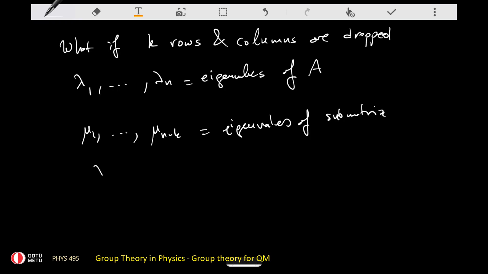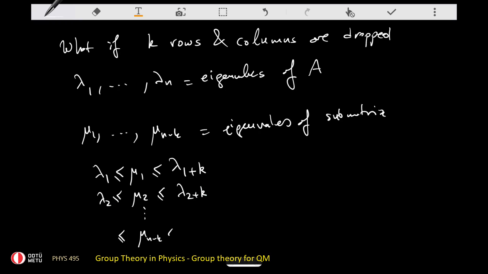Okay, so in that case, lambda 1 is less than or equal to mu1. You can just show this yourself. So that's basically lambda 1 plus k. And the second eigenvalue of the submatrix is greater than lambda 2 and less than or equal to lambda 2 plus k, and so on. What was the largest eigenvalue? Mu n minus k. So mu n minus k is greater than or equal to lambda n minus k and less than or equal to lambda n.